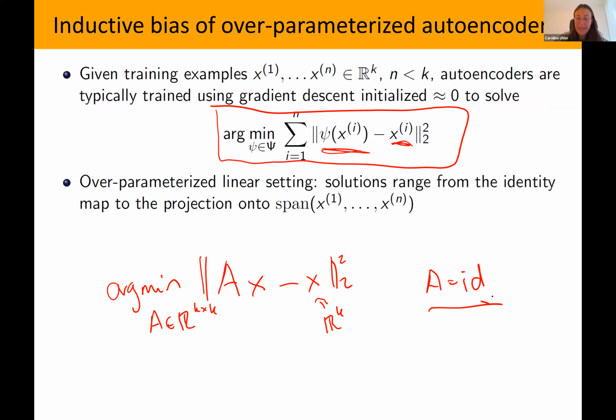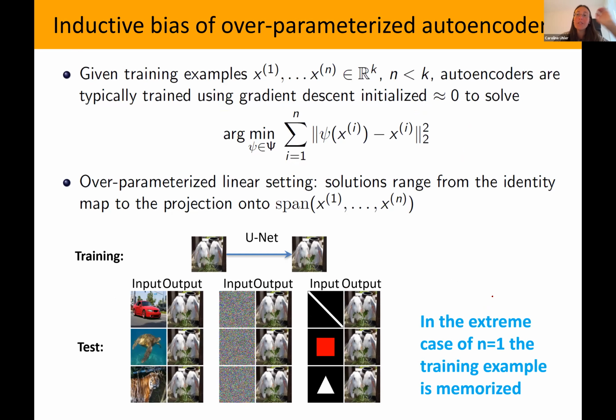The question is what happens in the nonlinear setting. Let's do this example and use an autoencoder, a standard one like a UNet. I train it on just one training example, and then I put in some test example to see what function was learned. I put in something and see what comes out. What comes out is the training example, these two little bunnies here. So it actually learned a point map.